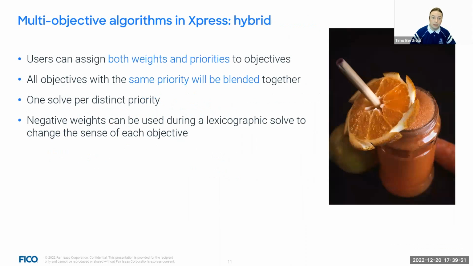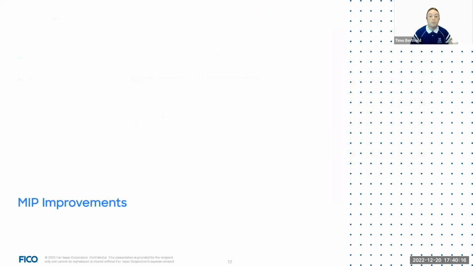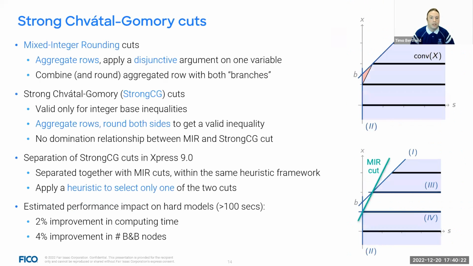And just in case you wondered, yes, of course, you can mix and match the two approaches and assign priorities and weights at the same time. And Xpress will then automatically blend together those objectives with the same priority. And as before, there will be one solve per priority. And of course, to conduct multiple solves of a MIP problem, you first need, you name it, a good MIP solver. So let's dive into this and see what new performance improvements we have there.